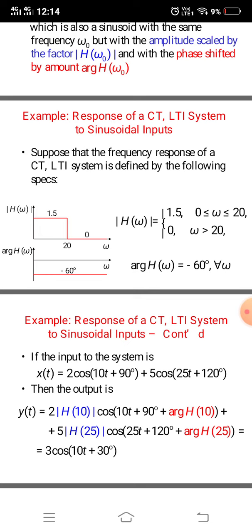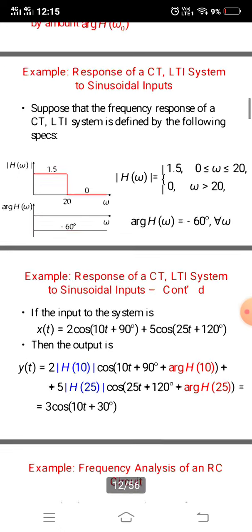The second thing is arg H of omega equal to minus 60 degrees. If a negative value is mentioned, we face a lot of frequency problems at the CT LTI level. So the x-axis takes omega, and the y-axis takes arg H of omega. This minus 60 degrees is marked below the x-axis because that portion is negative. This is the response of the CT LTI system.